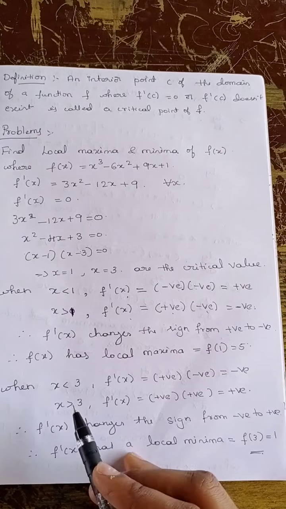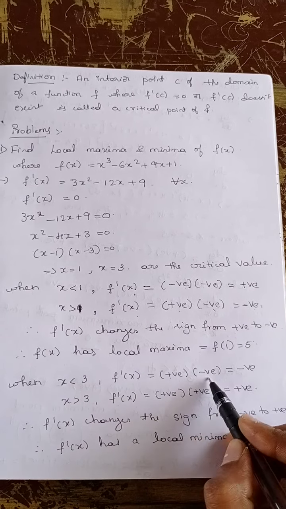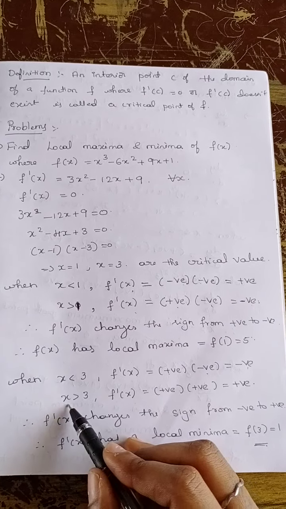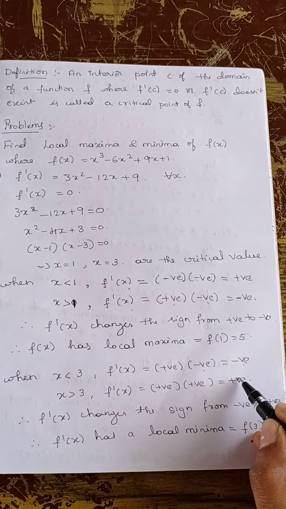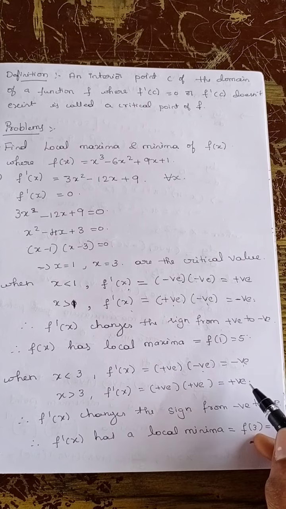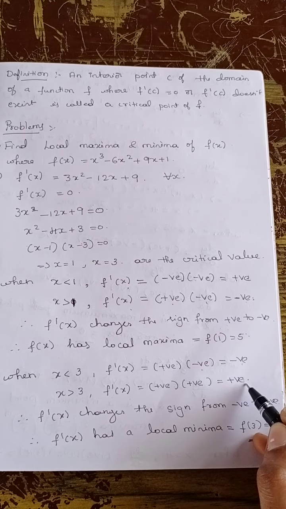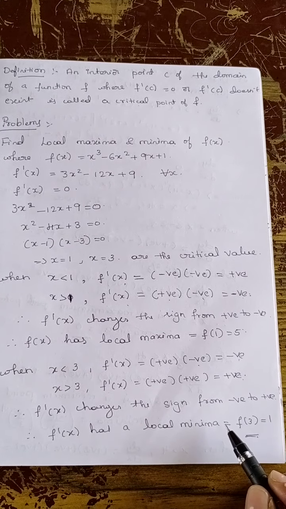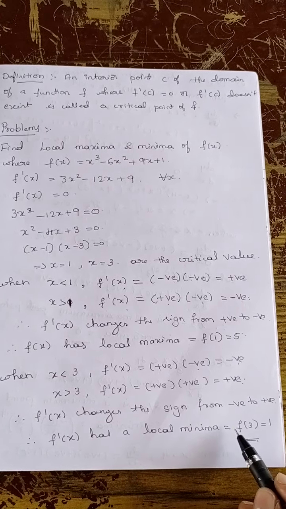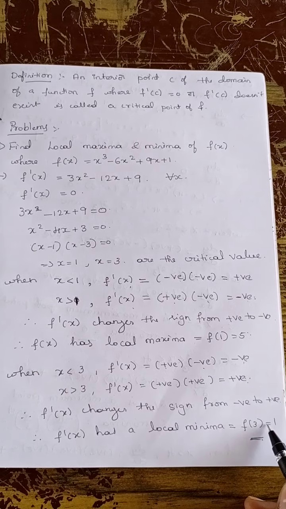When x is less than 3, f dash of x is positive into negative, that is negative. And when x is greater than 3, f dash of x is positive into positive, that is positive. It changes the sign from negative to positive. Therefore it has a local minima at x equal to 3. So f of x has a local minima at 3. F of 3 is equal to 1.